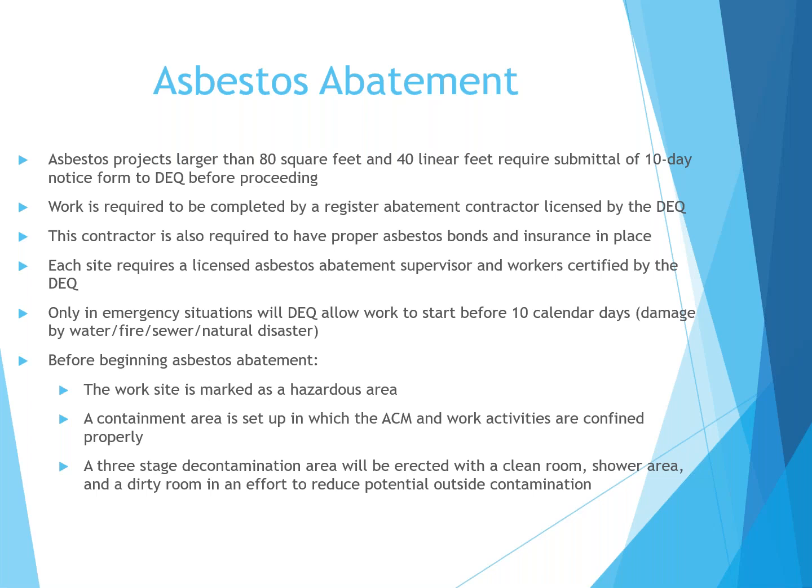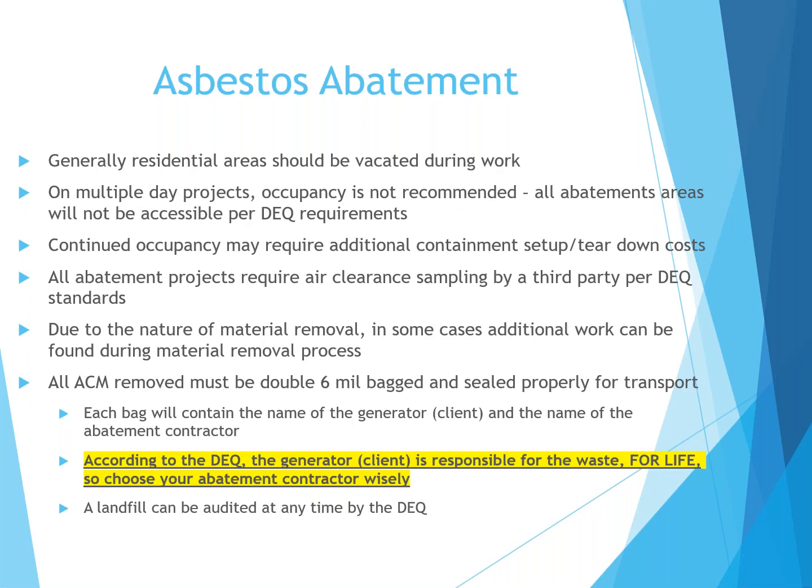We generally recommend that no one be in the home while we're doing our work, even if it's just in a partial area, because if something goes wrong, if you have a dog or a kid that goes to the containment area and breaks through that containment, there really are serious issues beyond just the obvious health factor with having airborne asbestos particles in that area. There's actually a 3-stage decontamination area that's put up with a clean room, shower area, and dirty room to potentially reduce the outside contamination. Generally, those areas should be vacated.